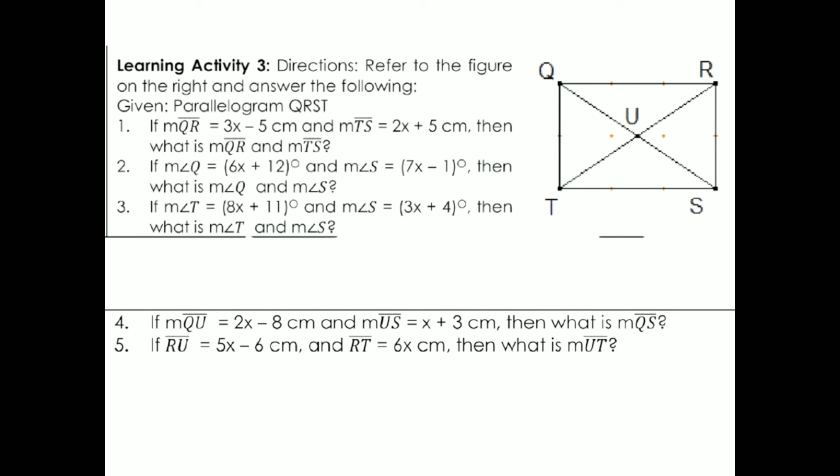Then lastly, sa number 3, if angle T is equal to 8x plus 11 degrees, and then angle S is equal to 3x plus 4, then what is angle T and angle S? So since sila nga ay supplementary, kumbaga sila ay adjacent, magkalapit sila, adjacent angle. So we just have to equate by adding the two given values, then equate natin into equal to 180 degrees. And then makukuha nating value na x is equal to 15. Check nyo yung gawa nyo kung tama.